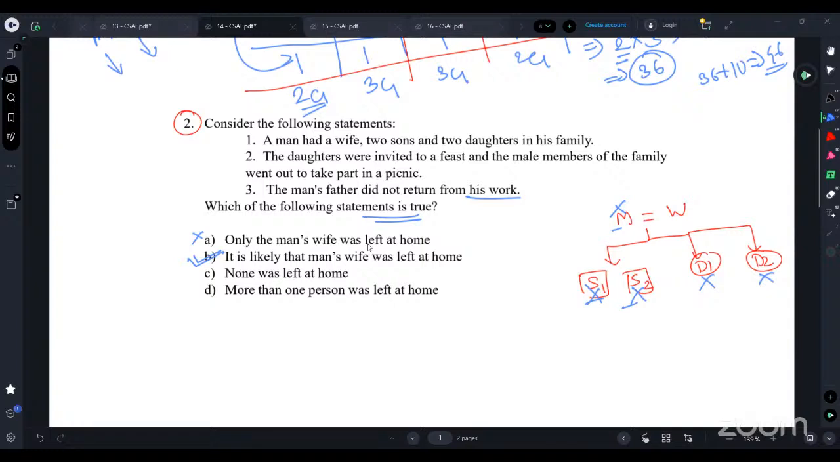None was left at home. So this is also not the correct answer 100%, right? More than one person was left at home. So we are not sure about this, right? So option B is correct in this case.